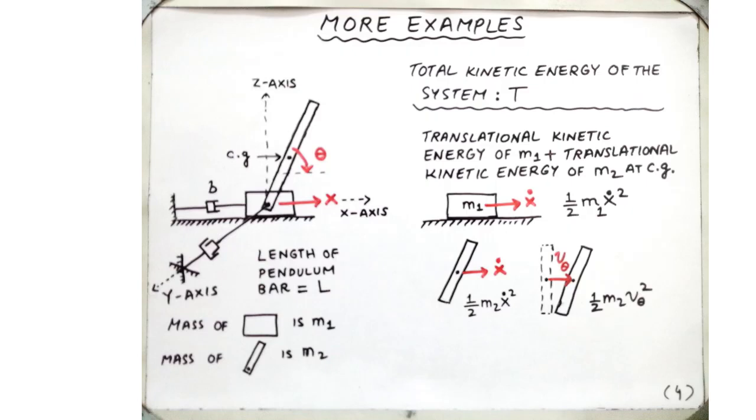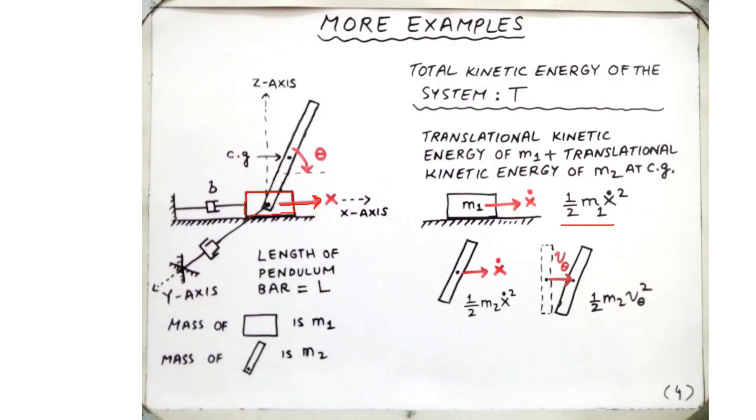Now let us move to the calculation of the kinetic energy of the system. Note that the system kinetic energy should take into consideration the translational motion of mass m1, whose motion is defined along the x-axis only by the displacement variable x.